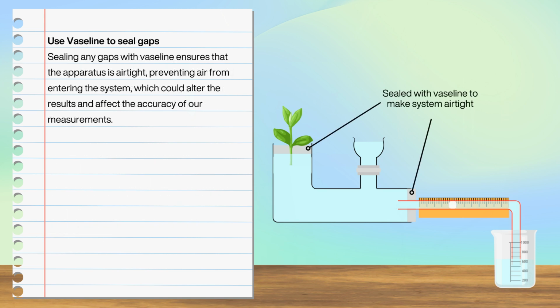We use Vaseline to fill gaps in the potometer. Sealing any gaps with Vaseline ensures that the apparatus is airtight, preventing air from entering the system, which could alter the results and affect the accuracy of our measurements.